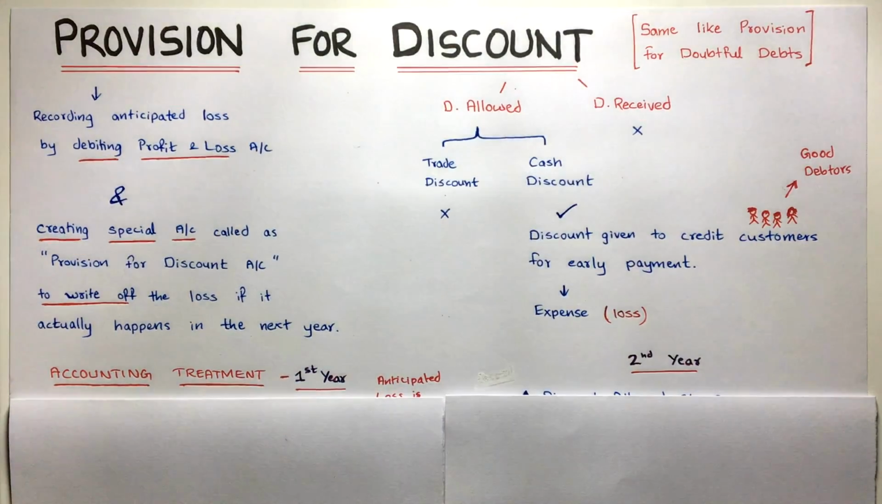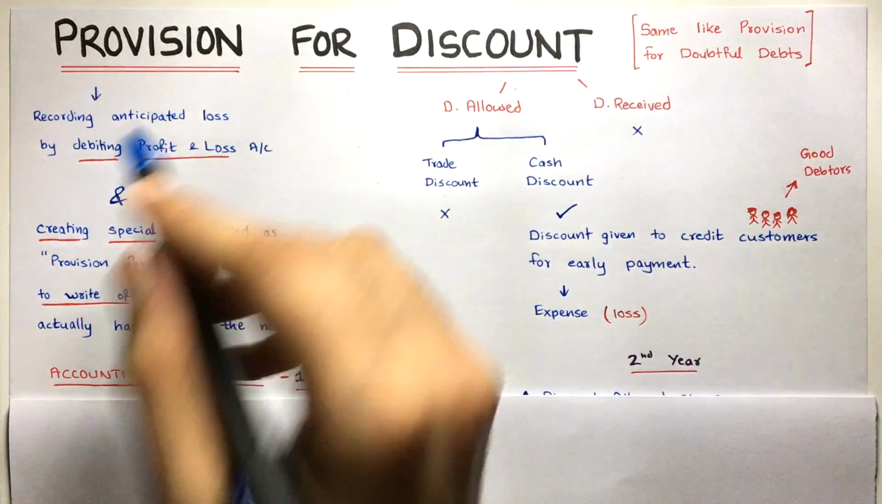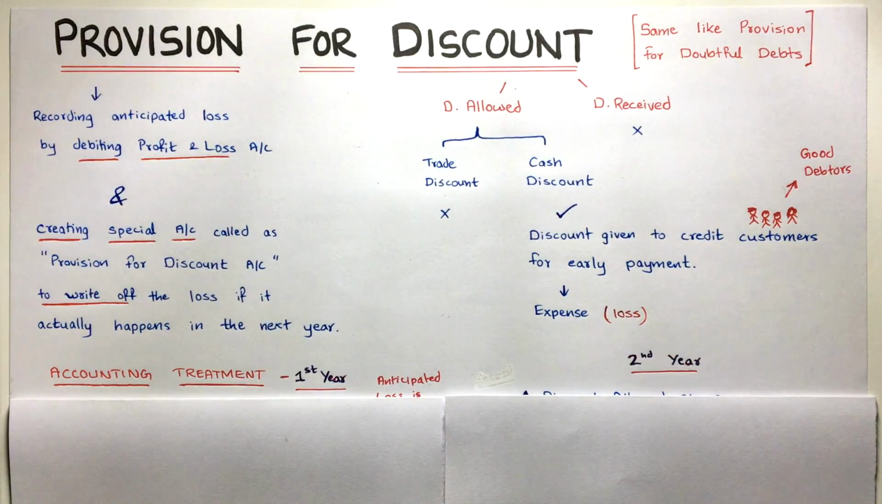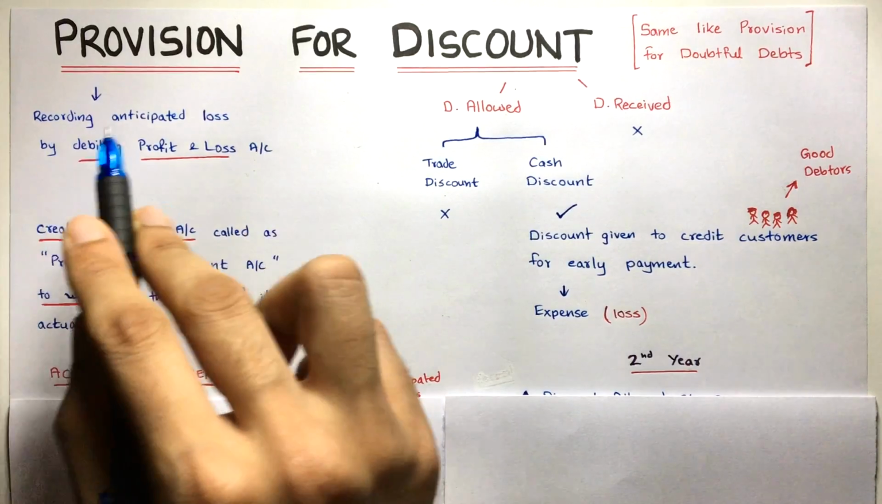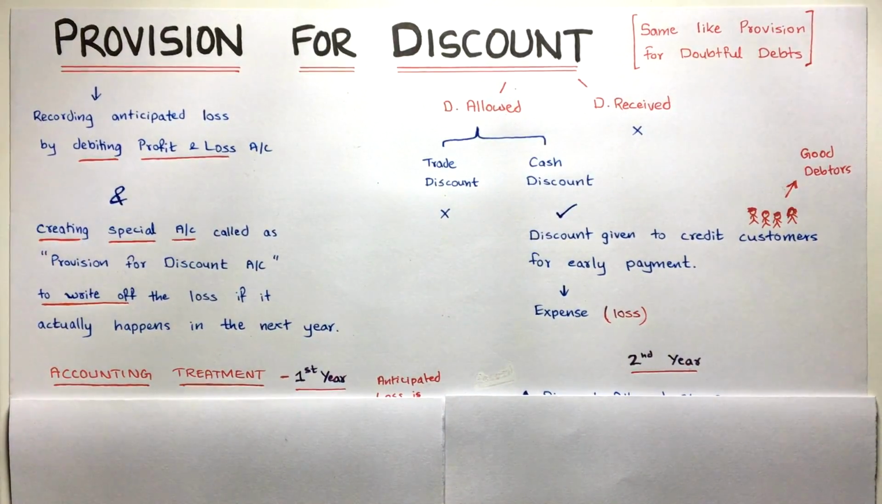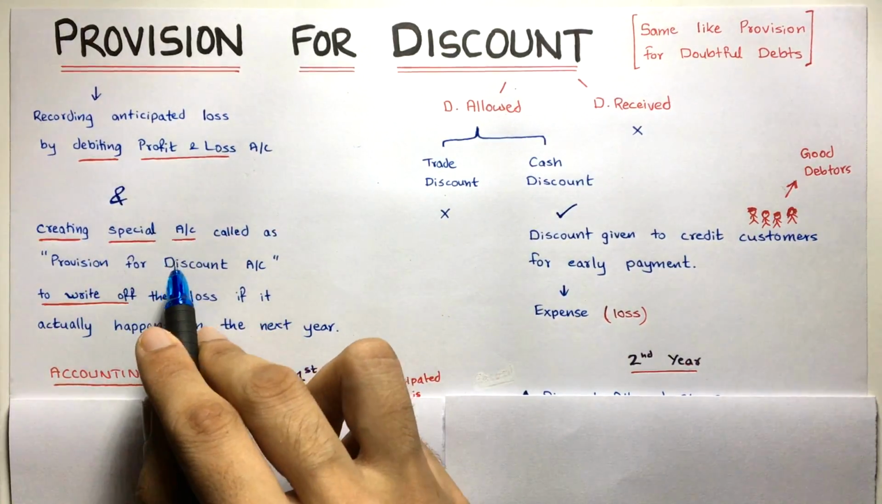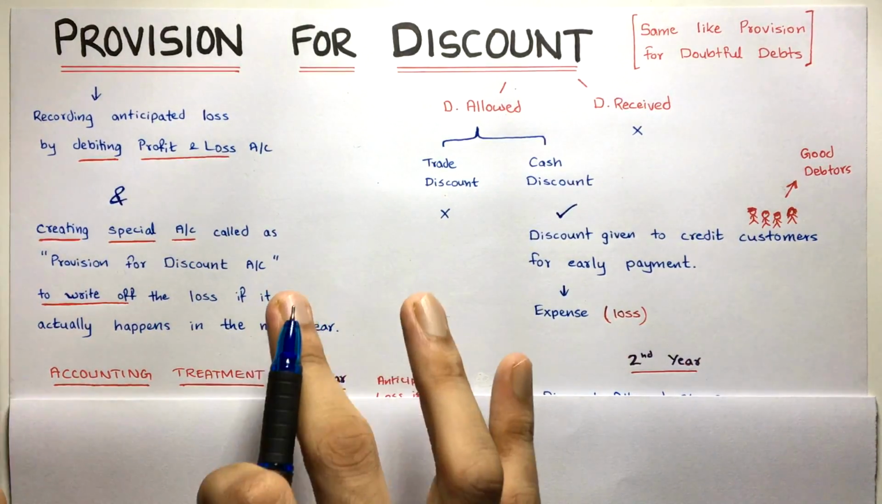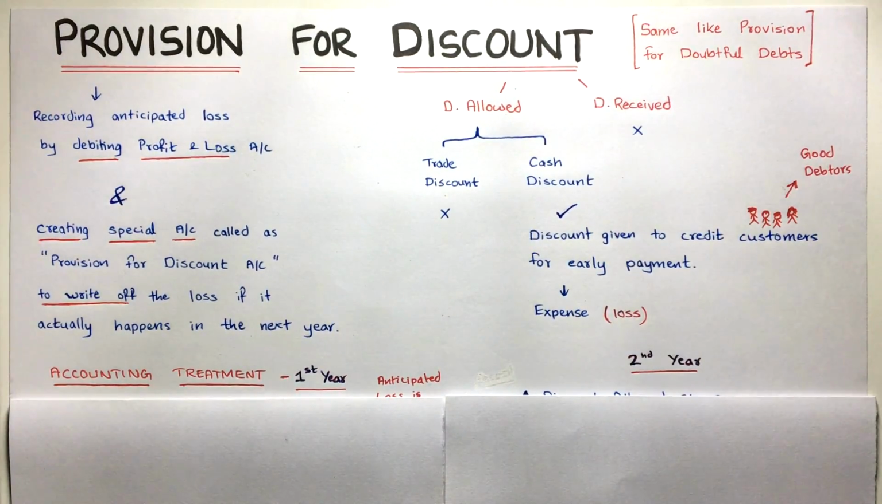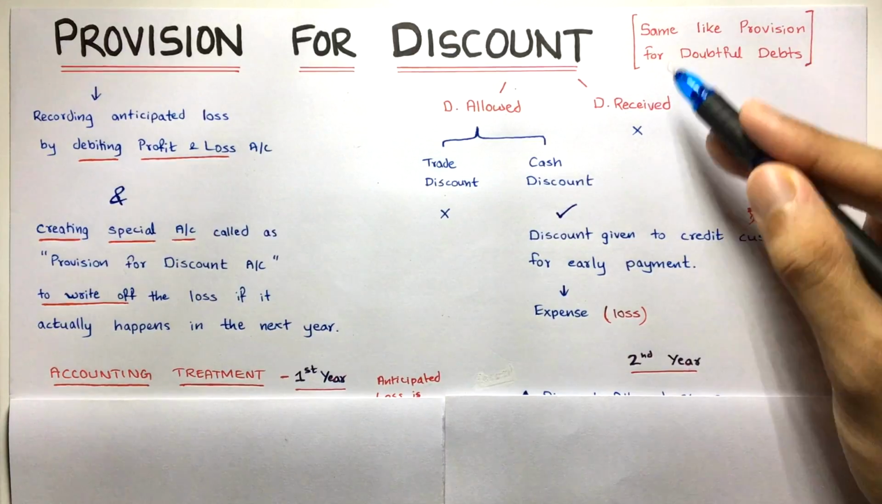So the conservatism principle says record that right now in the accounting books, give a little bit of effect of that in the current year itself. So that is what we do with the provision. What we do in provision is we record the anticipated loss by debiting profit and loss account. Okay, and not just that, we also create a special account called provision for discount account. The same sort of concept is there over here, same as what we have done in provision for doubtful debts.